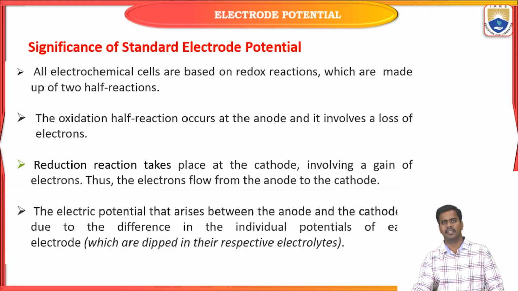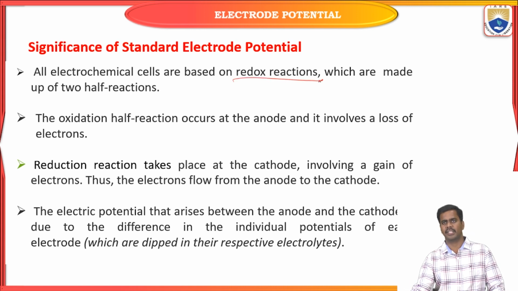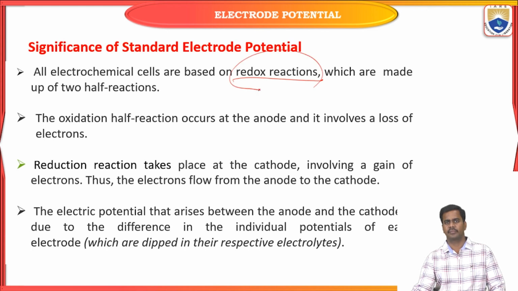Next, the significance of standard electrode potentials. All electrochemical cells are based on redox reactions, which are made up of 2 half cells. So we know that all electrochemical cells are based on redox reactions. So what is a redox reaction? When both oxidation and reduction reactions take place simultaneously, it is known as a redox reaction. An electrochemical cell is made up of 2 half cells, joined through a salt bridge, like that.